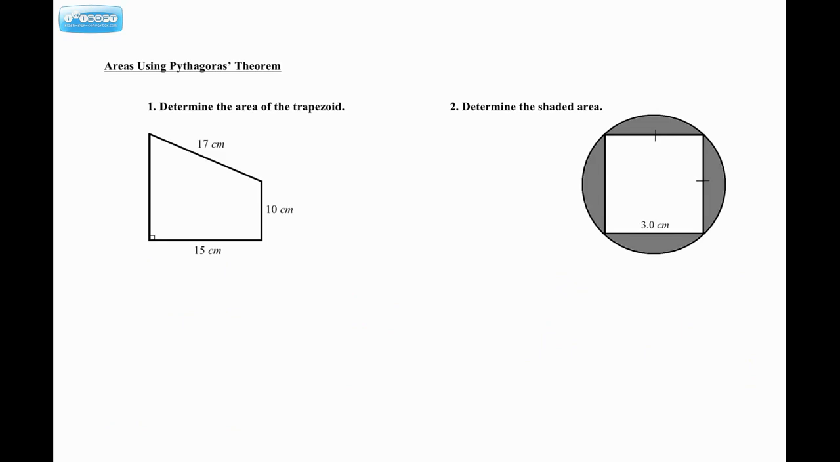All right, areas using Pythagoras' theorem. Number 1, determine the area of the trapezoid. So we have to do a little bit of problem solving. And we have a trapezoid here, and some of the dimensions are given. This length here is not currently given.